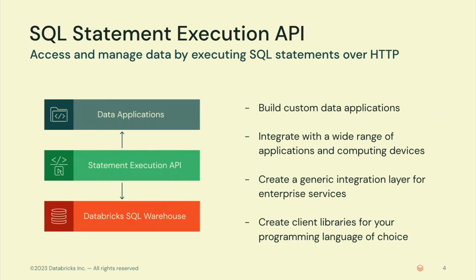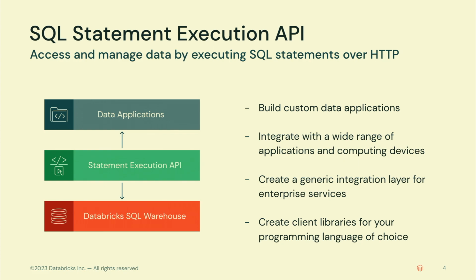The API is called SQL Statement Execution API. And just like all of the other connectivity options, you can use it to access and manage data by executing SQL that is sent over HTTP to a Databricks SQL warehouse. And then also over HTTP, you get the data back to your data application so that you use it for basically getting insights from the Lakehouse.